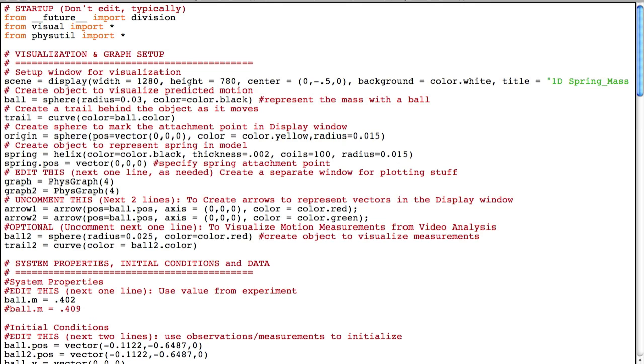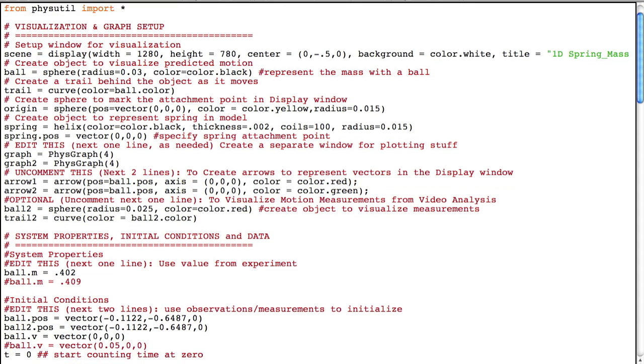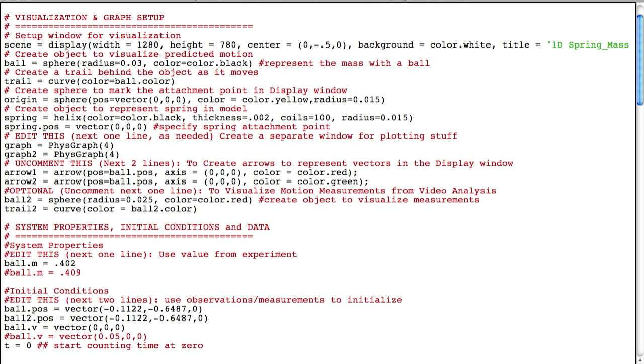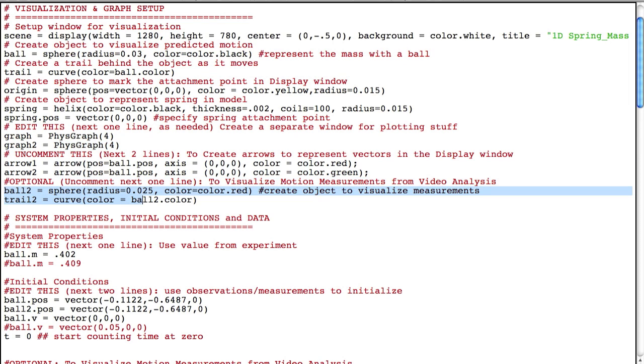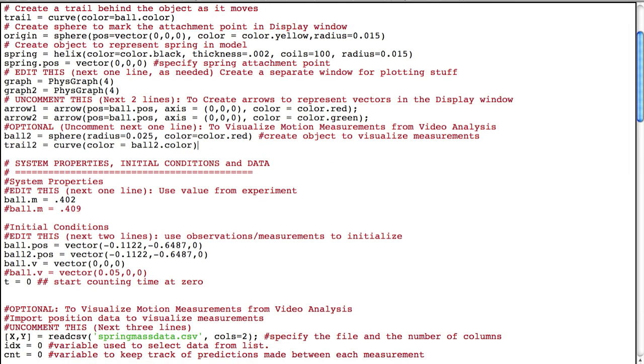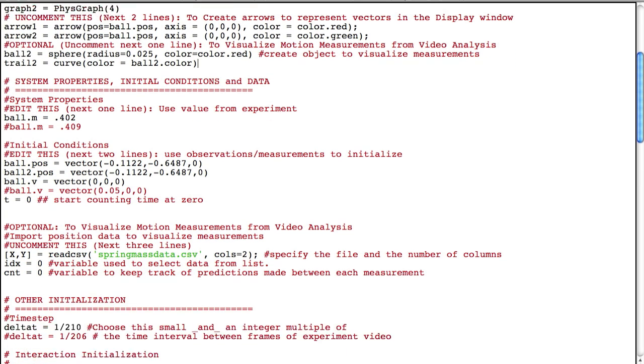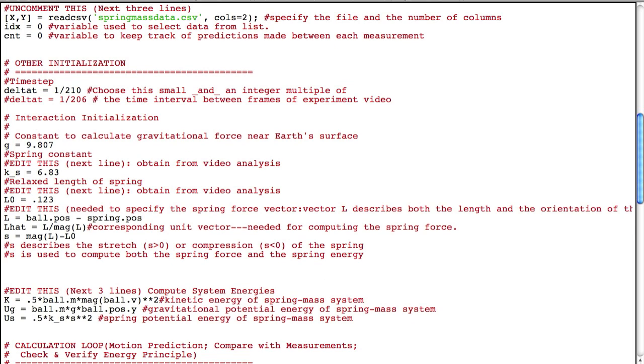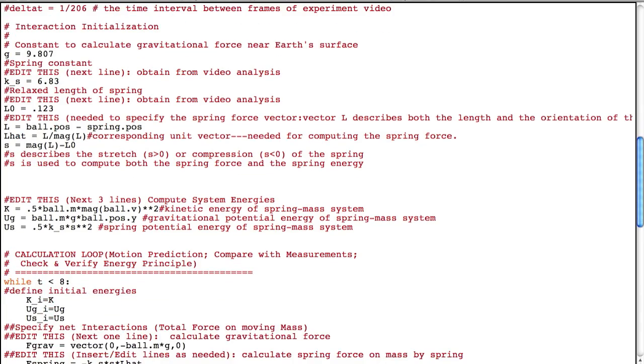Here in VPython, we have the code from our video lectures that I have modified for this lab. I added an extra graph so that we can see the energy principle and the position in X and Y axis. Here is the second ball to show us our observed motion. This is the mass of the ball and the initial positions of the ball. Here's our spring constant and all of the code discussed in the video lectures.